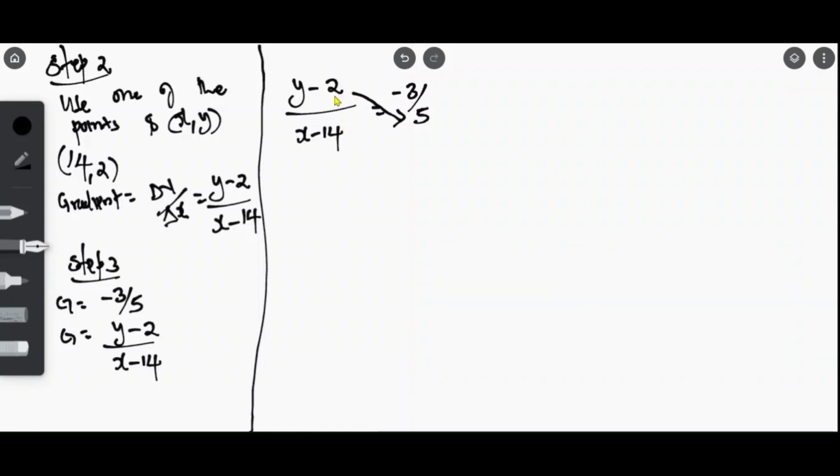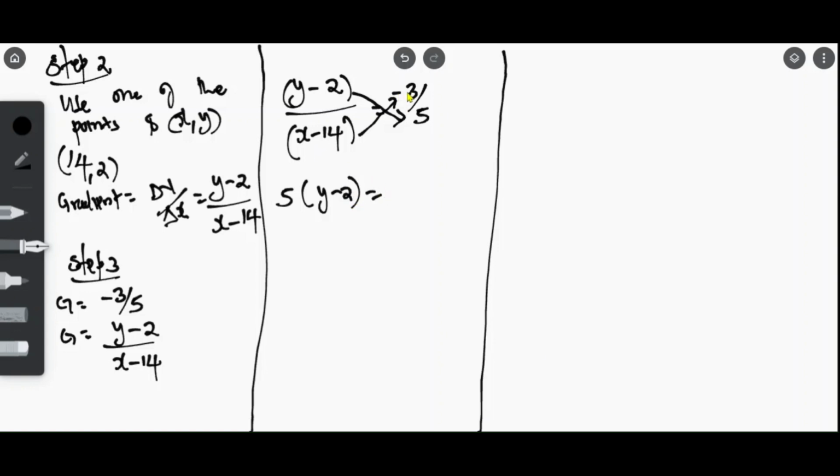The whole of that one I multiply by 5, and the whole of this I multiply by negative 3. And my sum will be like this. 5, I am multiplying by all of this, y minus 2 equals to negative 3, I'm multiplying by the whole of that. So x minus 14 I am multiplying by minus 3.